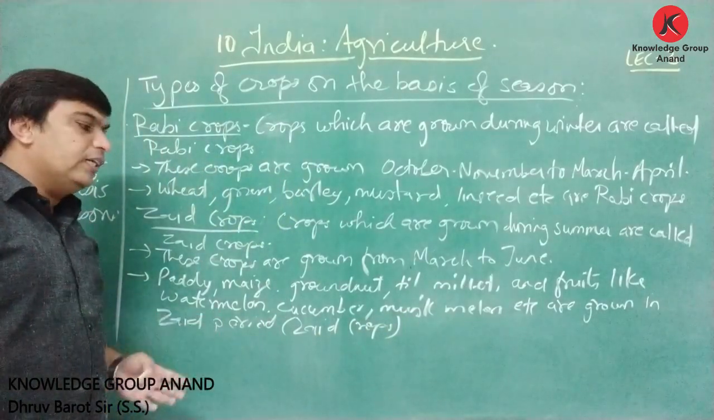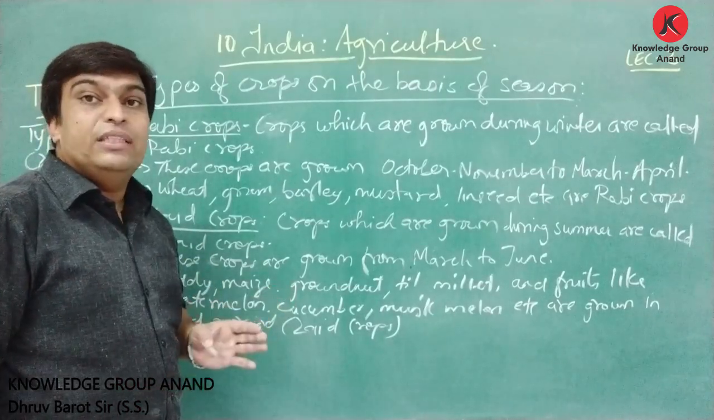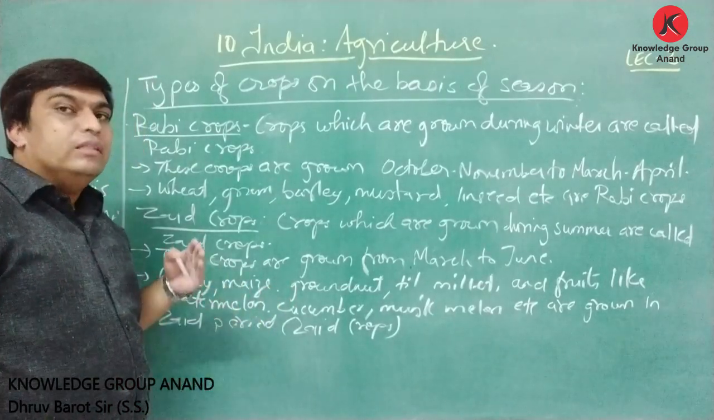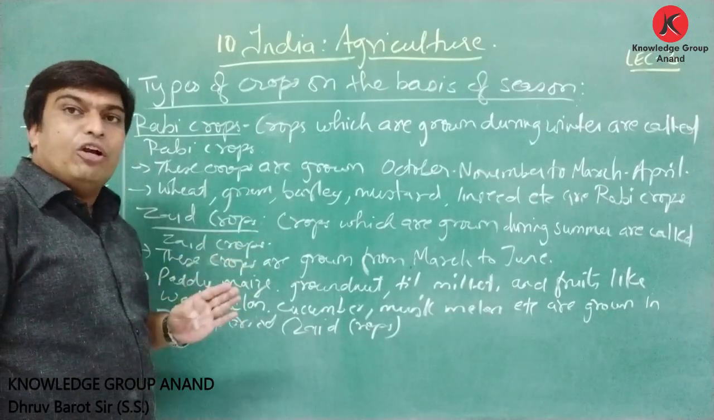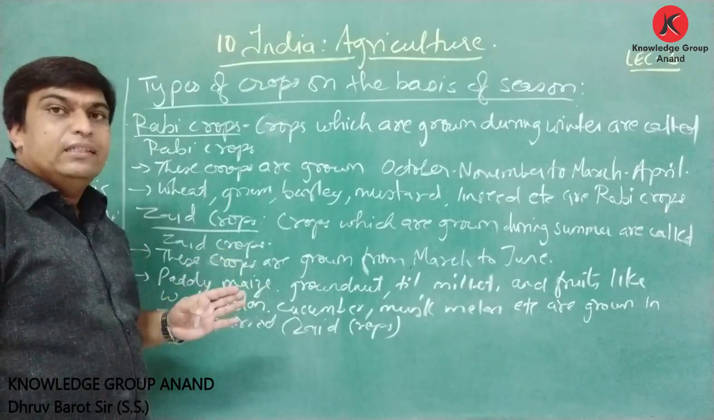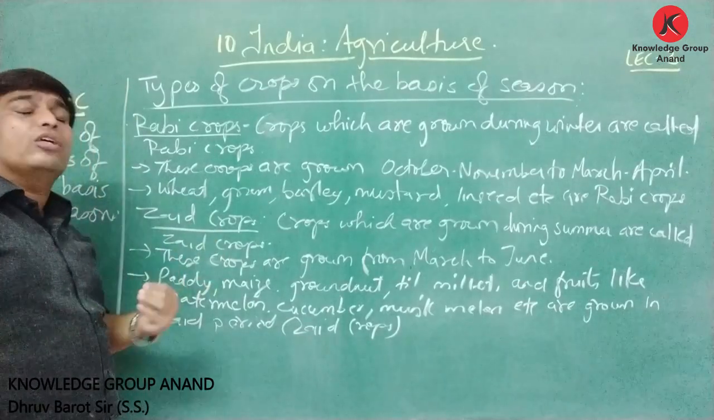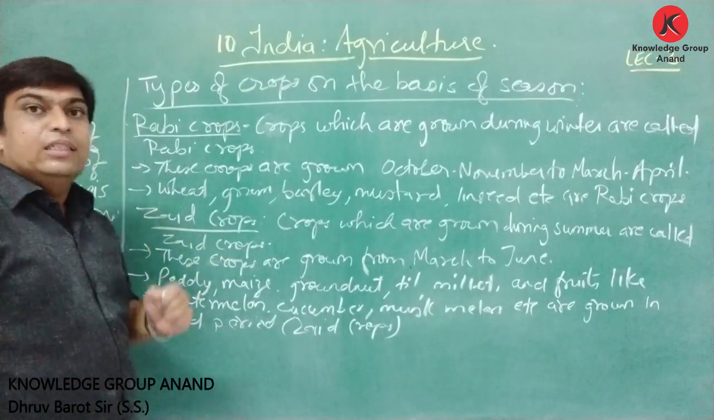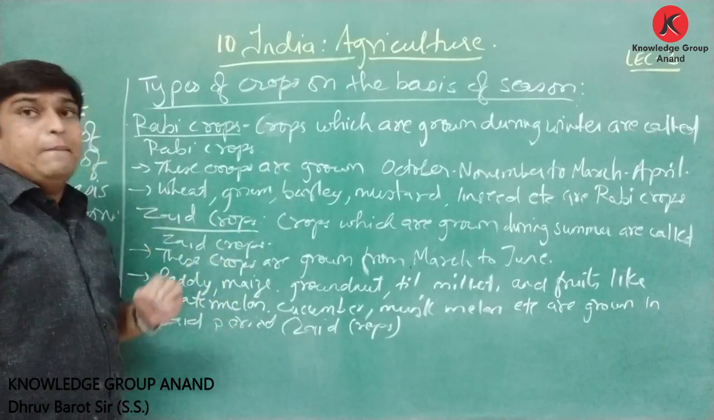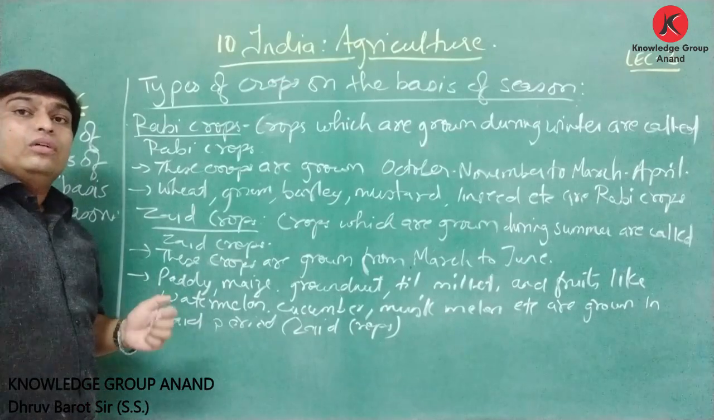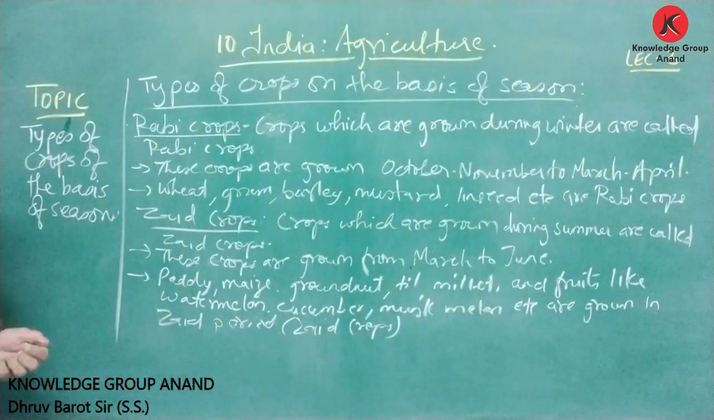So friends, here we have learned about the different types of crops on the basis of season. That is Kharif crop, Rabi crop and the Zaid crop. Kharif crops are grown during rainy season. Rabi crops are grown during winter season. And Zaid crops are grown during summer season. So this was the classification of crops on the basis of season. Now friends, let us understand different types of crops in detail. Let us study about paddy.